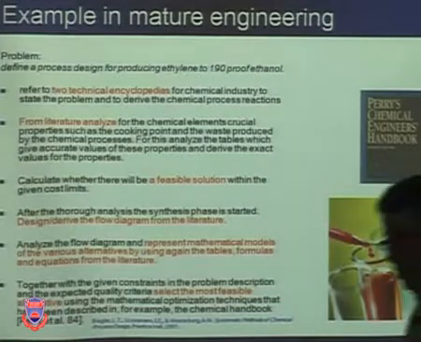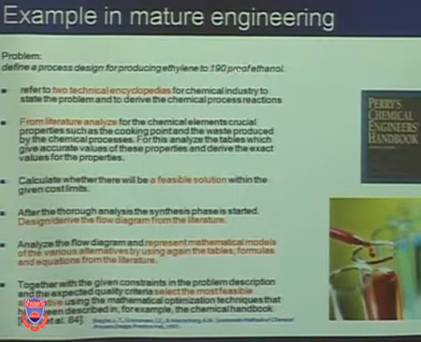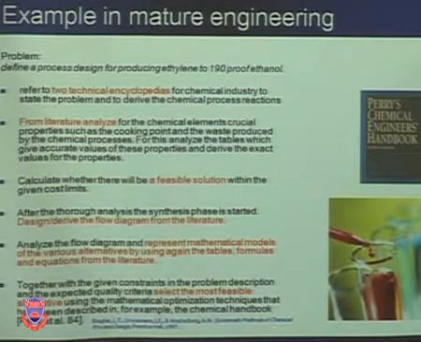So let's look at an example of a synthesis process in mature engineering. Define a process design for producing ethylene to 190 proof ethanol. This is from the textbook by Biegler, Systematic Methods of Chemical Process Design. What's the process? Let's analyze this. Here they refer to two technical encyclopedias for the chemical industry to state the problem and to derive the chemical process reactions.